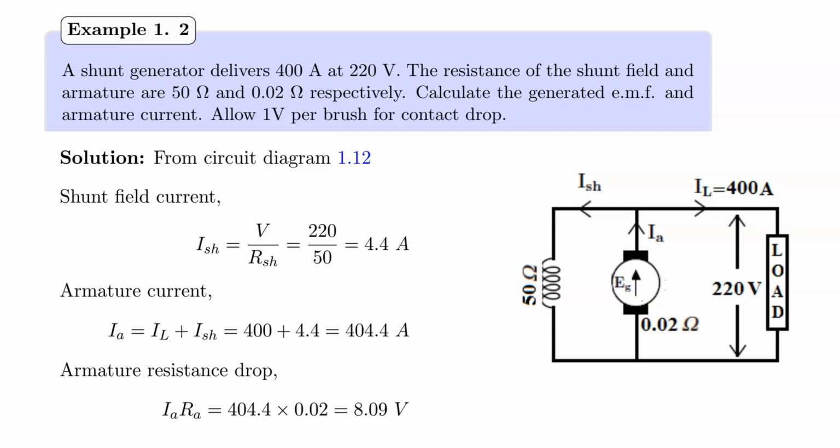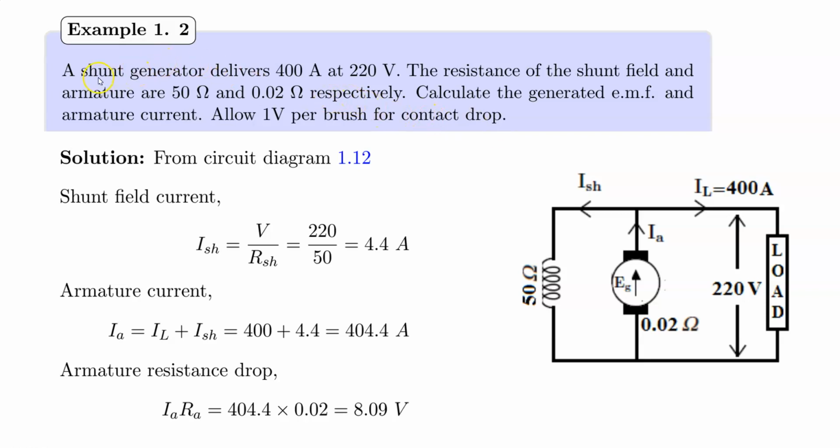A shunt generator delivers 400 ampere at 220 volt. The resistance of the shunt field and armature are 50 ohm and 0.02 ohm respectively. Calculate the generated EMF and armature current. Allow 1 volt per brush for contact. So this is the question.